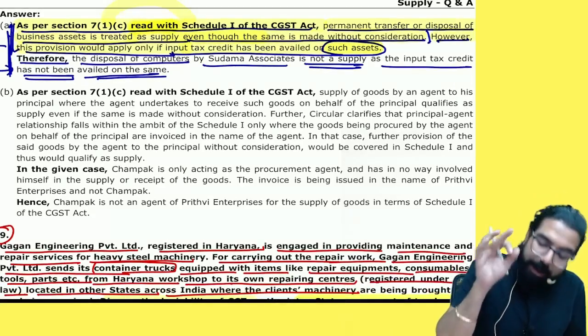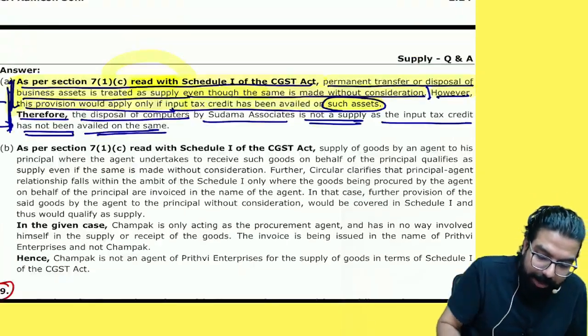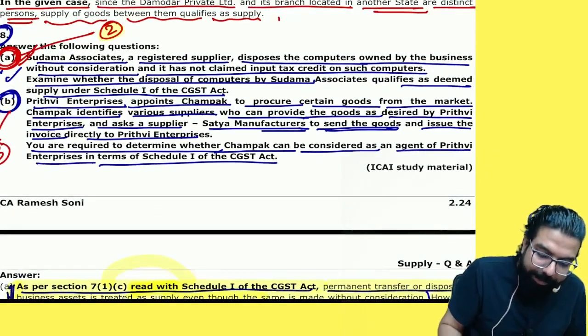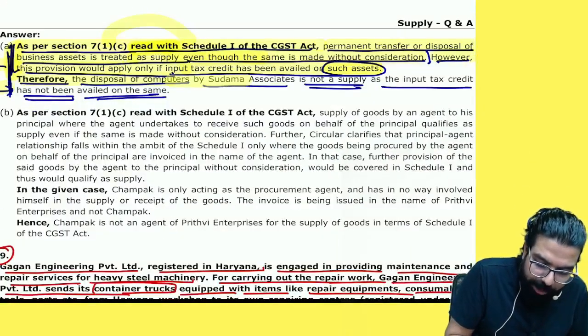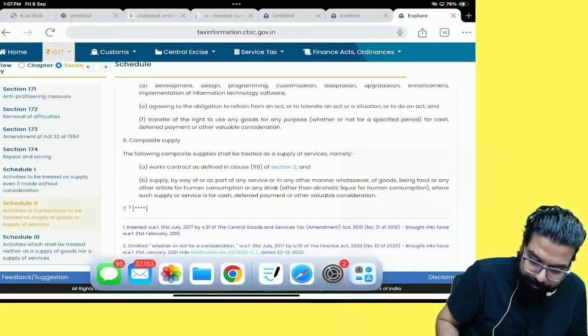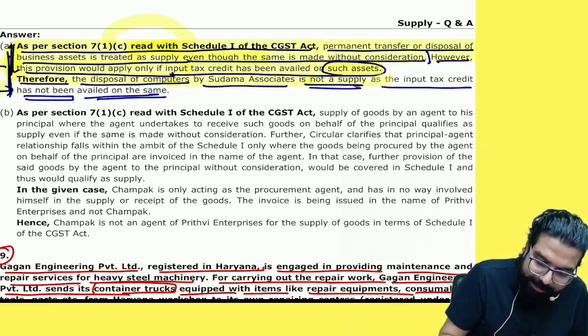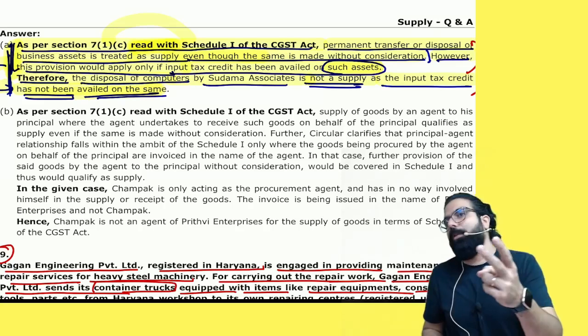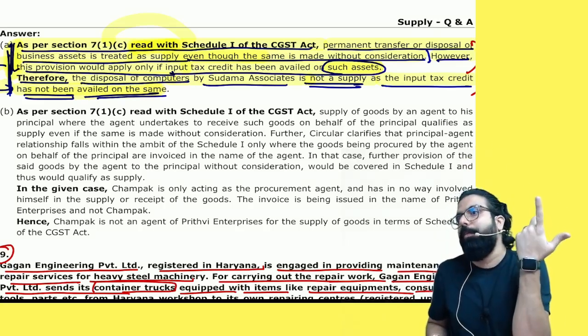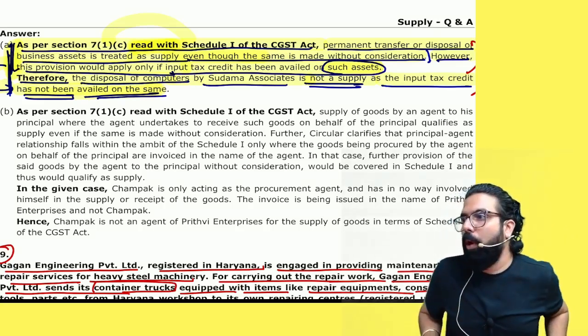ITC has been availed. People, I gave you 2 marks, right? In 2 marks, what will you write? Law and the conclusion. See, therefore, the disposal of computer is not a supply as the ITC has not been availed on the same. One minute. Is it the law? Is it the conclusion? You will get 2 marks if you write the law and the conclusion. Over. Can I go ahead, everyone?